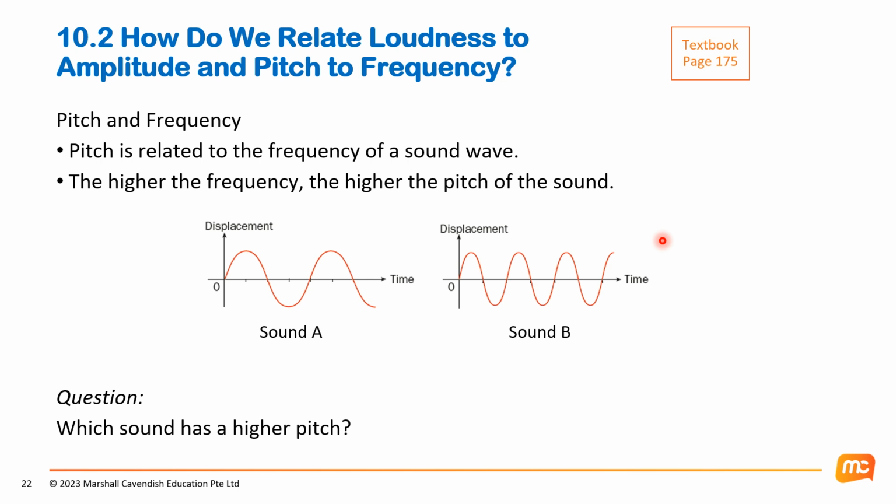So over here, we will see that sound B has a higher pitch compared to sound A because it has a higher frequency. There are more periods per unit time, or each period takes a shorter amount of time, so more frequent oscillations. Now, looking back at our amplitude as well, these two sounds would be equally loud because both of them have the same amplitude, which is the magnitude of the maximum displacement from the equilibrium.